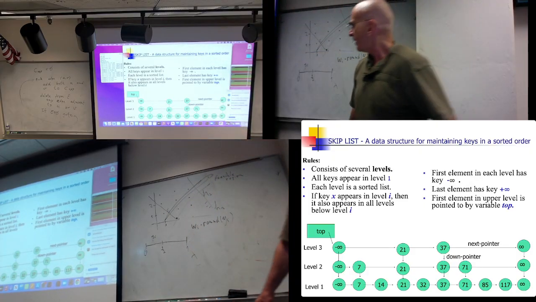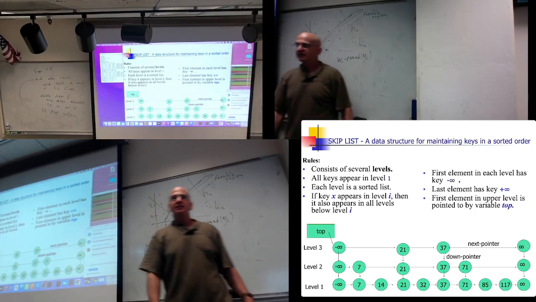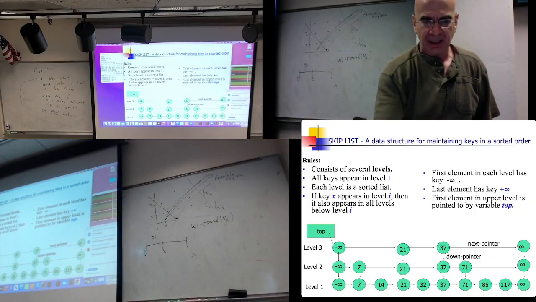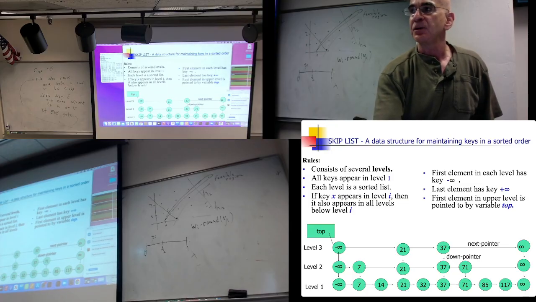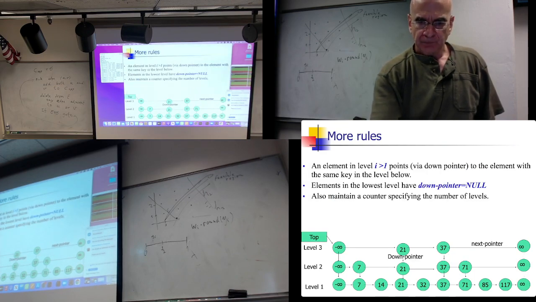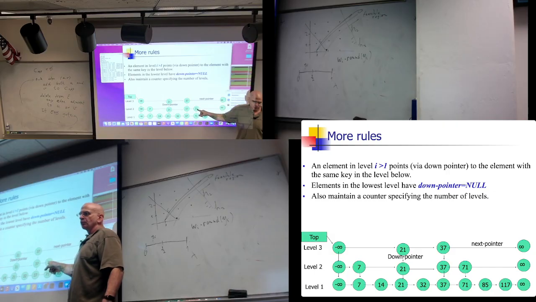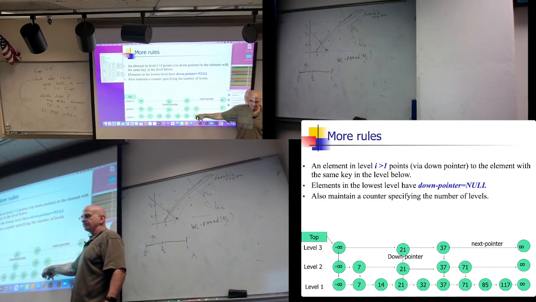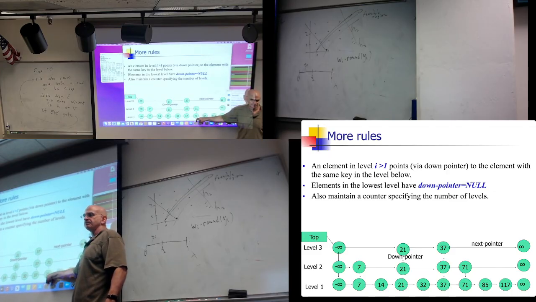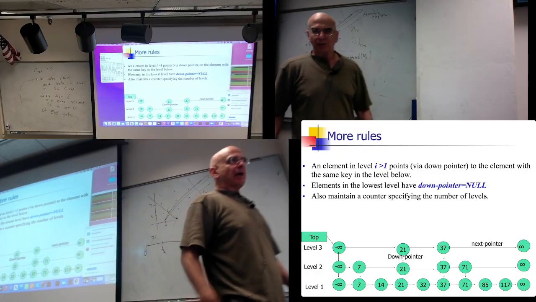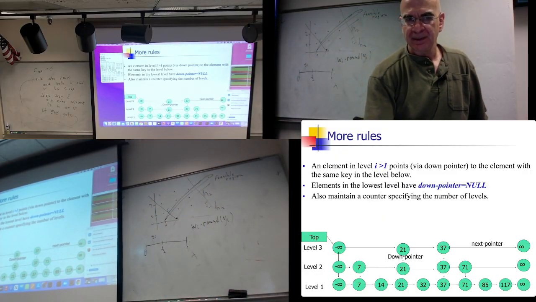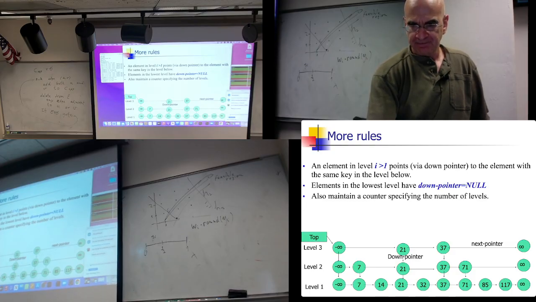I still keep the infinity at the end, as before, and the minus infinity at the beginning, and I have a pointer to the leftmost first element in the highermost level. Every element has 2 pointers, to the next and down. And how do I know that an element is in the lowermost level? Its down pointer is null. If I'm trying to go down, its down pointer is null. The nil doesn't point to anything.